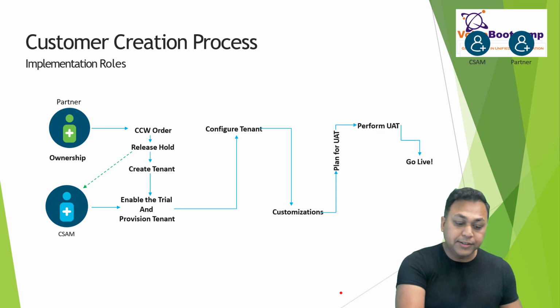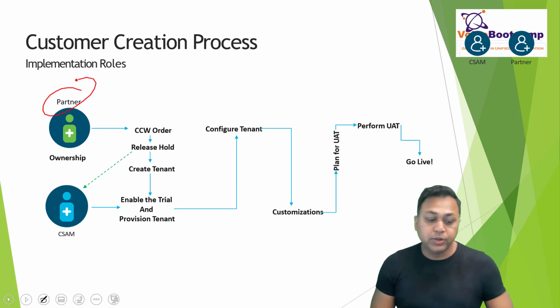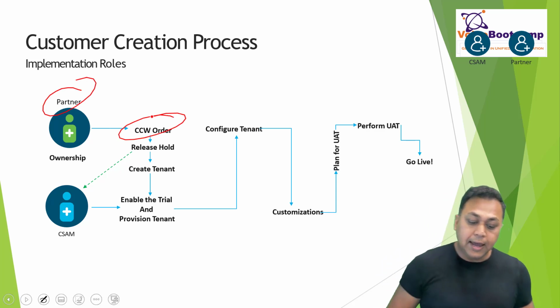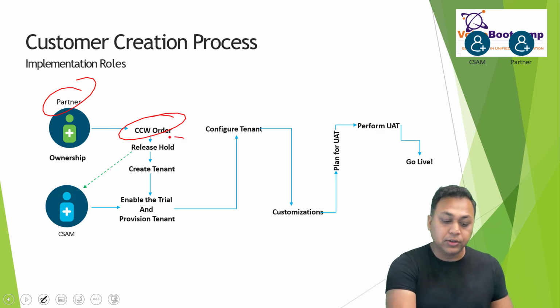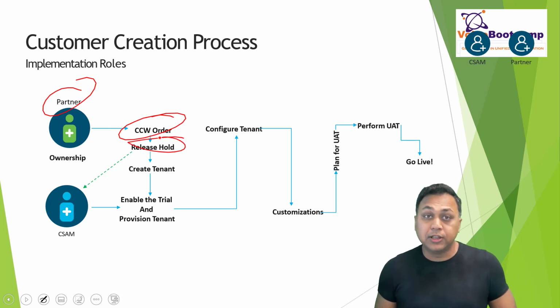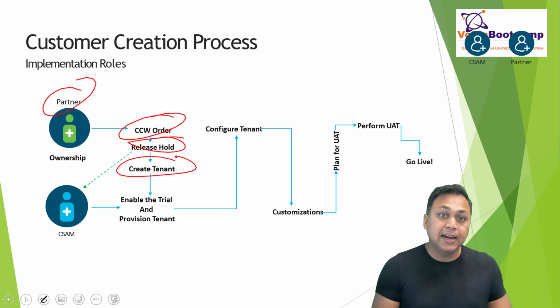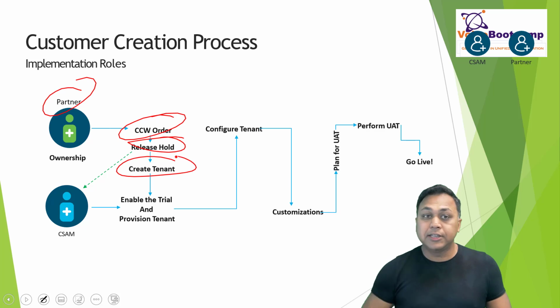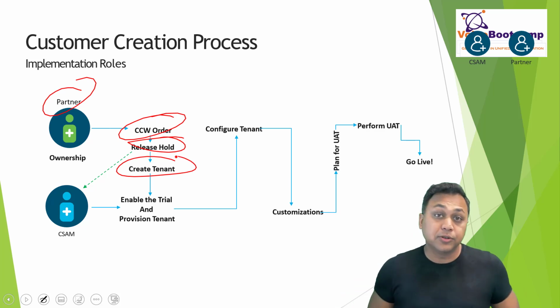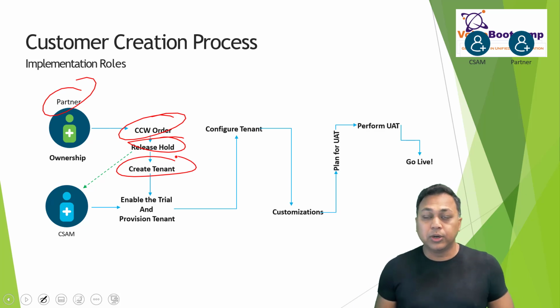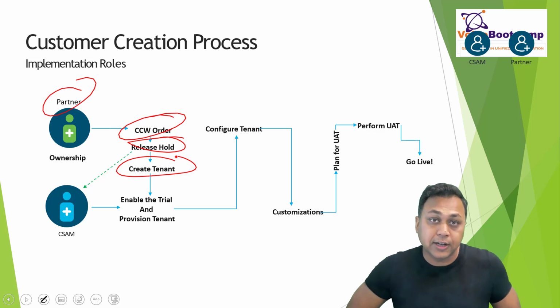So you will work with your partner in your region to place your order, and then you go through various scenarios like release your hold, communicate with the sales management, finally create the customer tenant, and enable a trial or provision a tenant. Some customers want to try out first before they want to go ahead. Some customers said, no, I know what I'm working with, so let's go ahead and create the tenant.